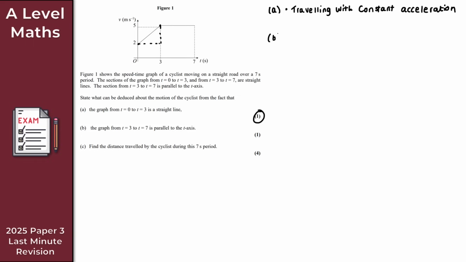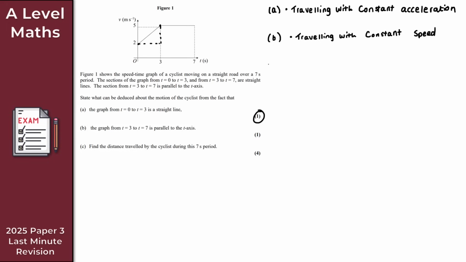Now for part B then, what can we deduce about the motion of the cyclist from the fact that the graph from t equals 3 to t equals 7 is parallel to the t-axis? What that tells me here then is we are traveling with constant speed. Obviously the gradient of this line would be 0. So in that case we just have constant speed. Okay, so hopefully just one of those things that you do recognize. Same again for part A, that we're traveling with constant acceleration.